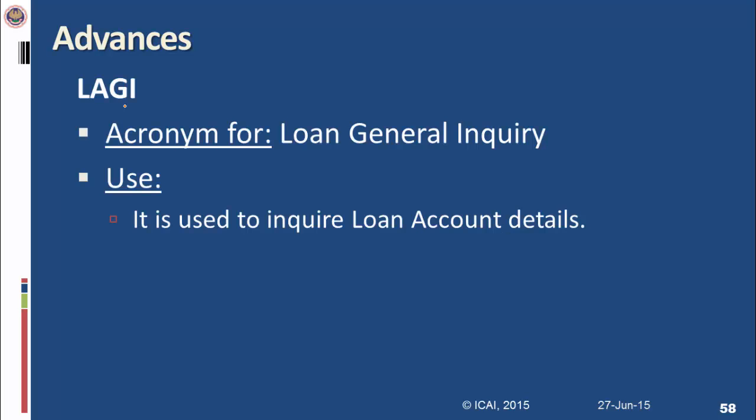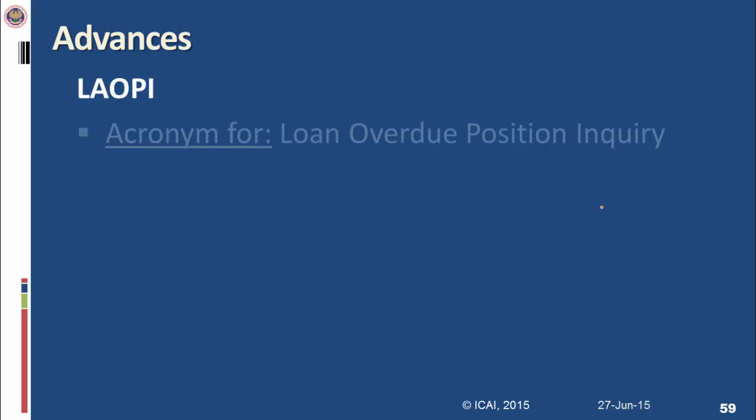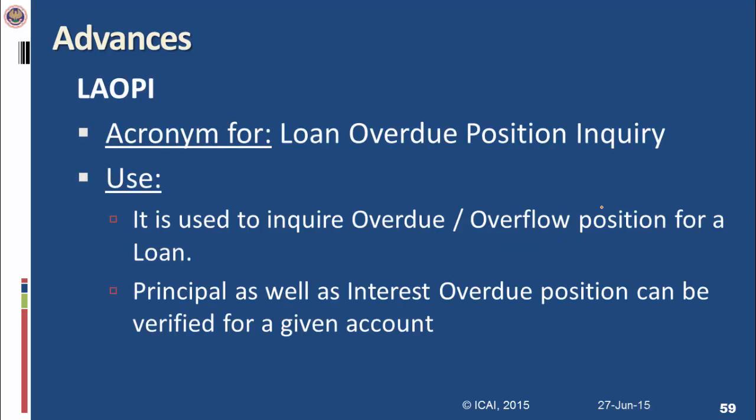LAGI and LAOPI. Two commands are there specifically to search the loans or the overdrafts. LAGI is used to inquire on loan details. Again, it is on a parameter basis, that is, we will have the criteria. Based on the criteria, we can search a type of account, set of accounts, or list of accounts. The important command for us is LAOPI. It gives us a loan overdue position inquiry. Overdue position is for both interest as well as principal. It is used to inquire on overdue or overflow position.